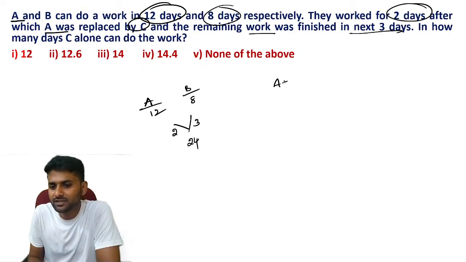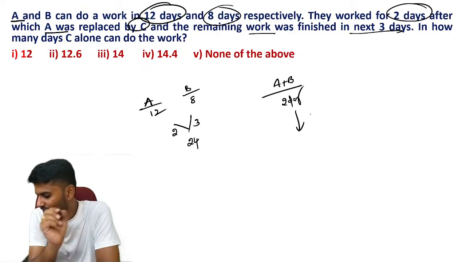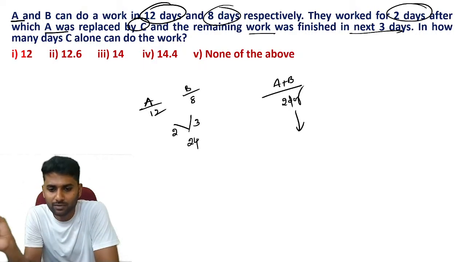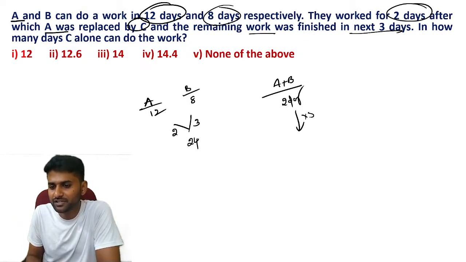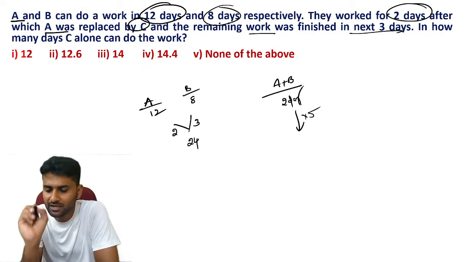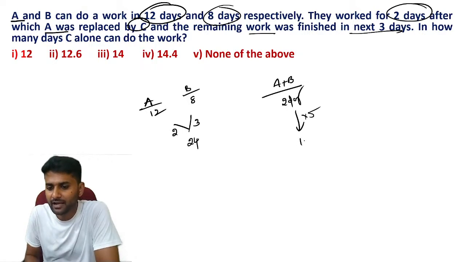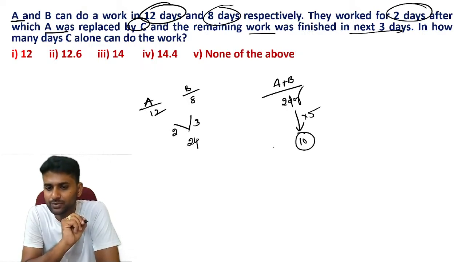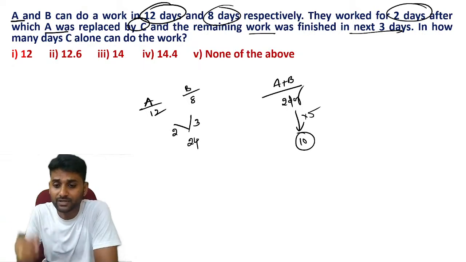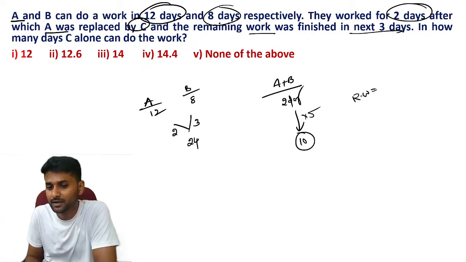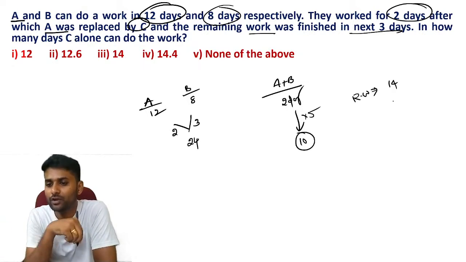They clearly mention that first of all A and B work for 2 days. If they work for 2 days, definitely they will complete a certain number of units. According to their efficiency, both together will complete 5 units per day. In 2 days, they will complete 10 units. So, what is the remaining work here? 24 minus 10 is equal to 14 units.